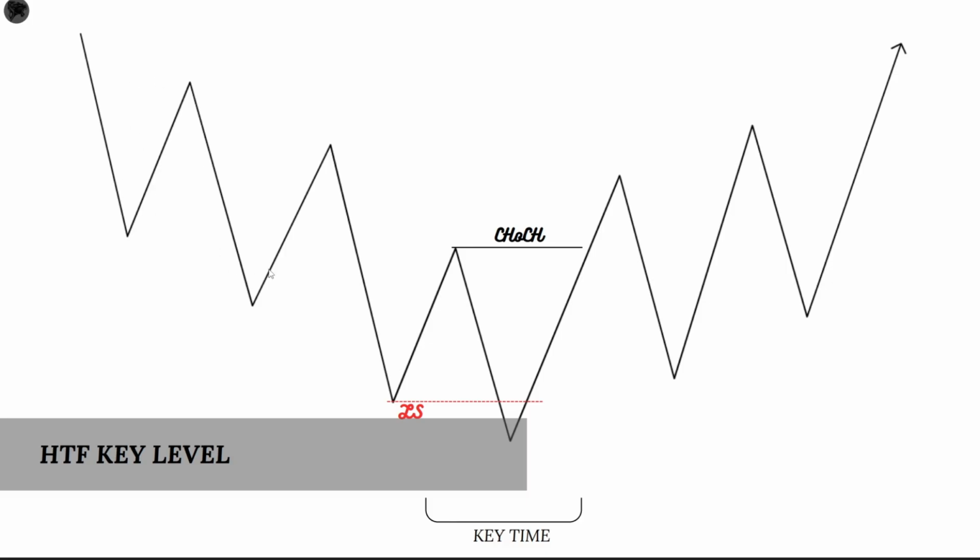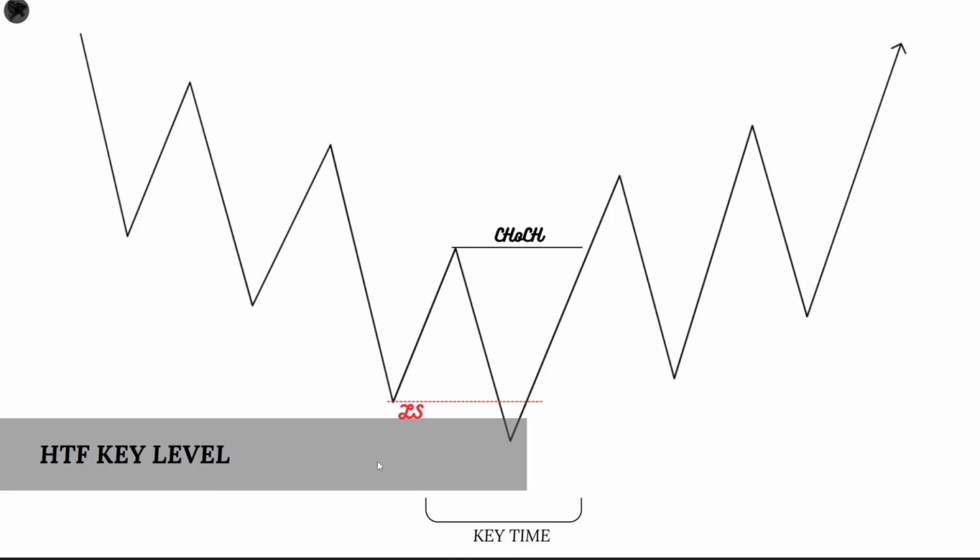Now, for the bullish example, still the same thing. We have price in a downtrend, and finally, price breaks the previous lower high, right? After it breaks this previous lower high, it snaps higher, giving you a change of character. But the difference is that this is occurring in a higher time frame key level, and ideally you want to see this in a key time of day.